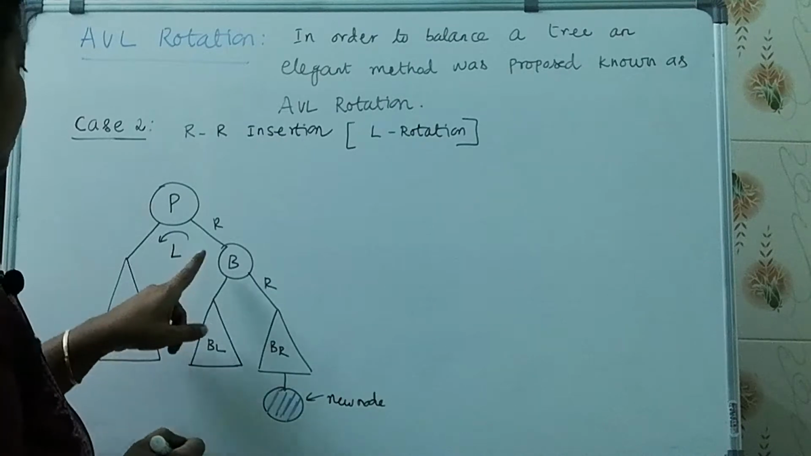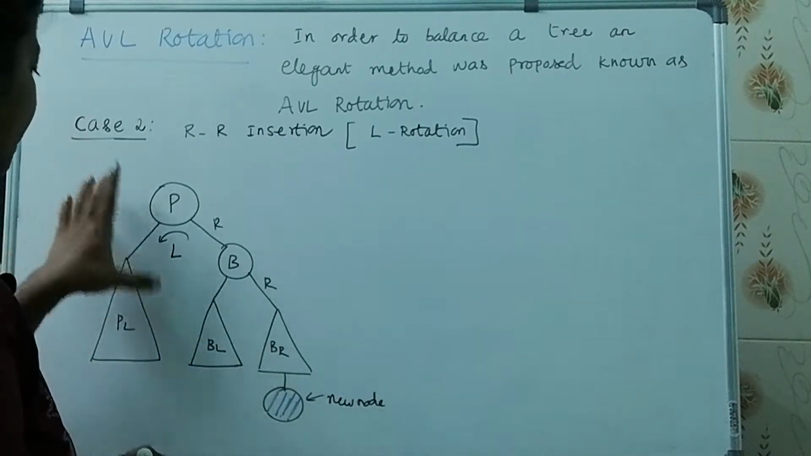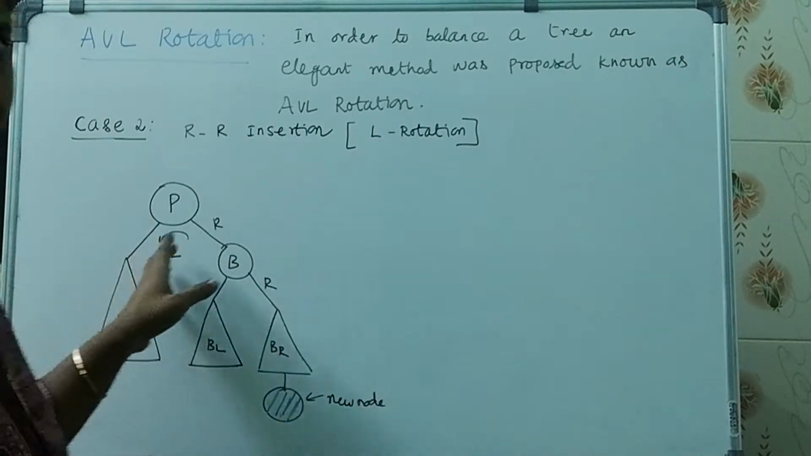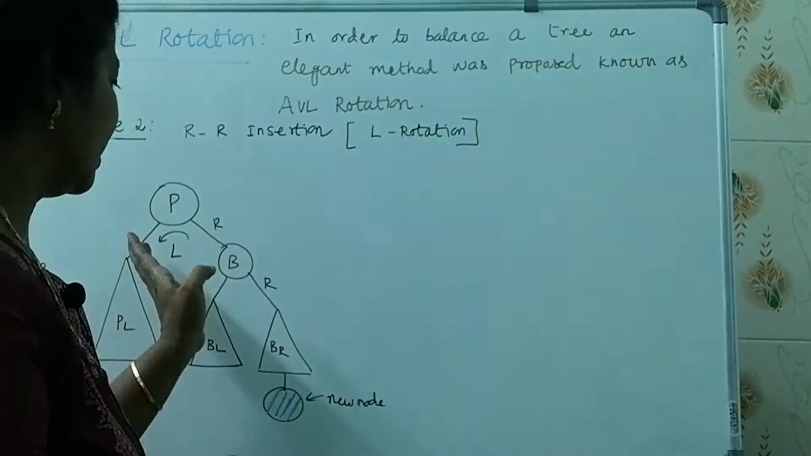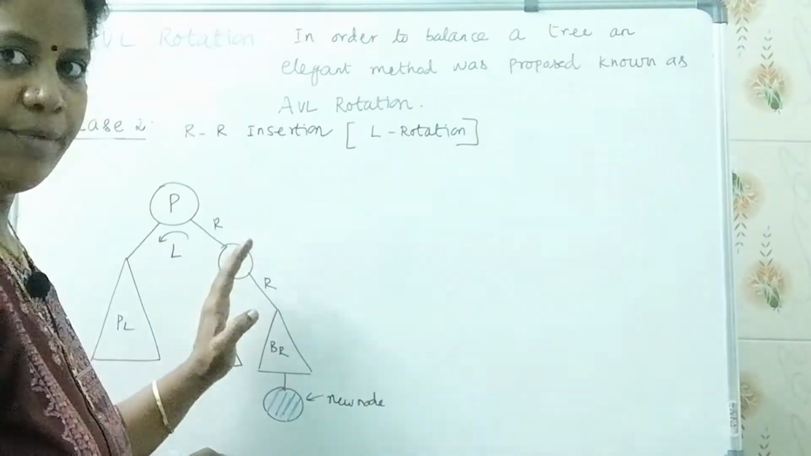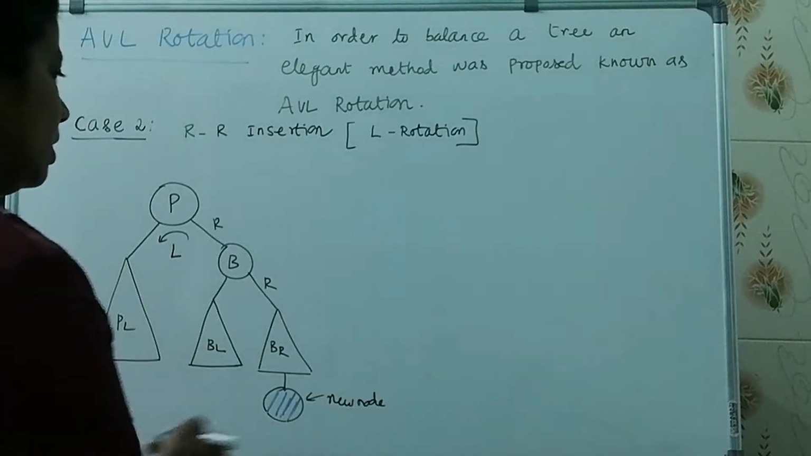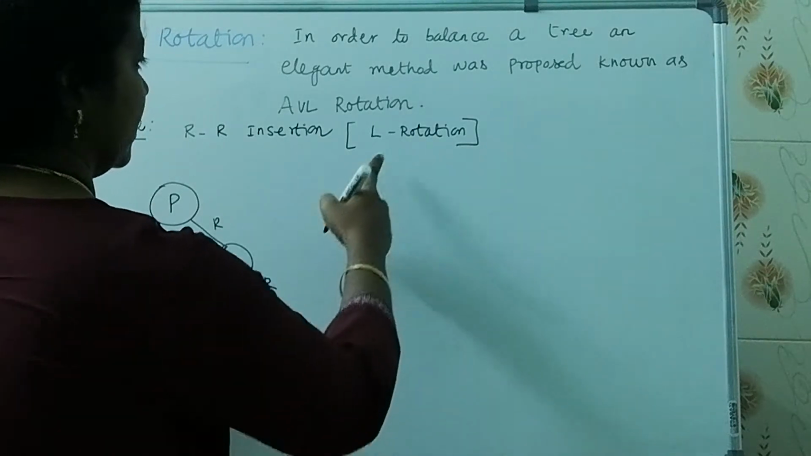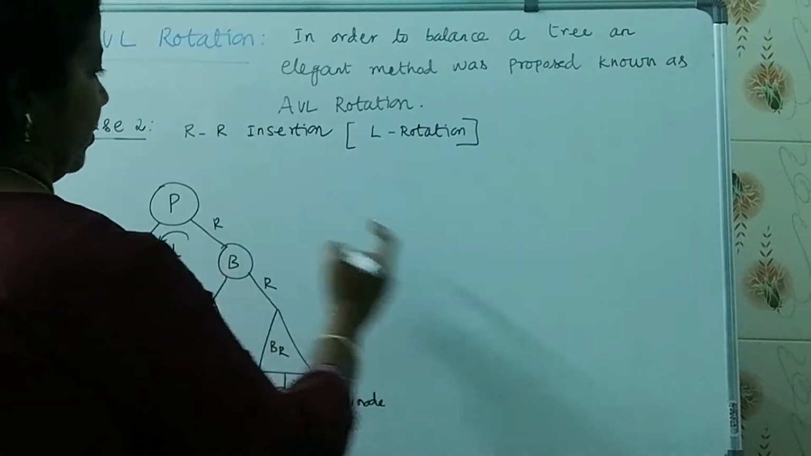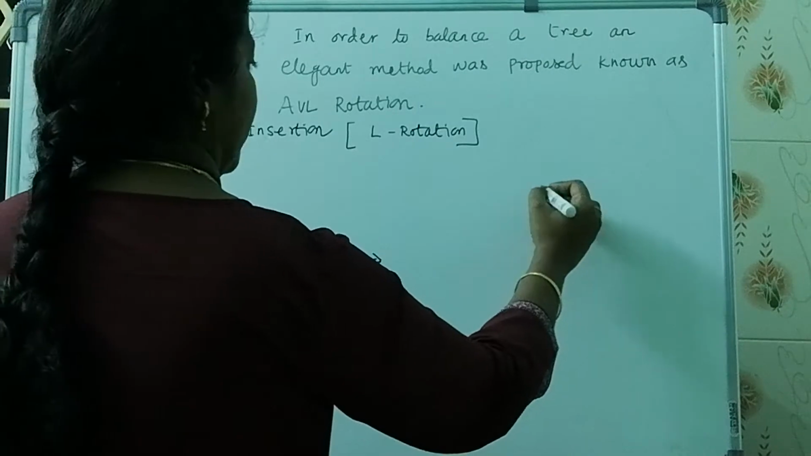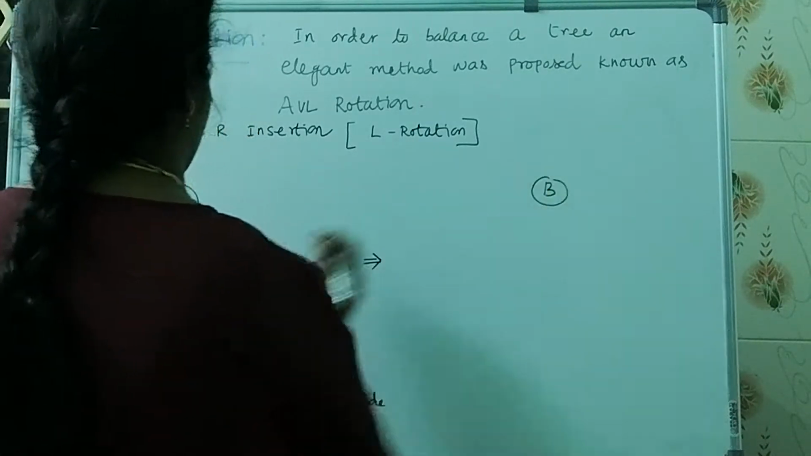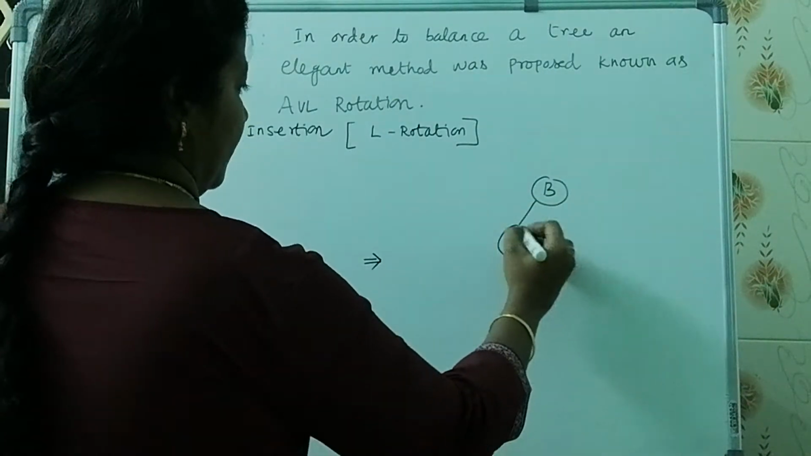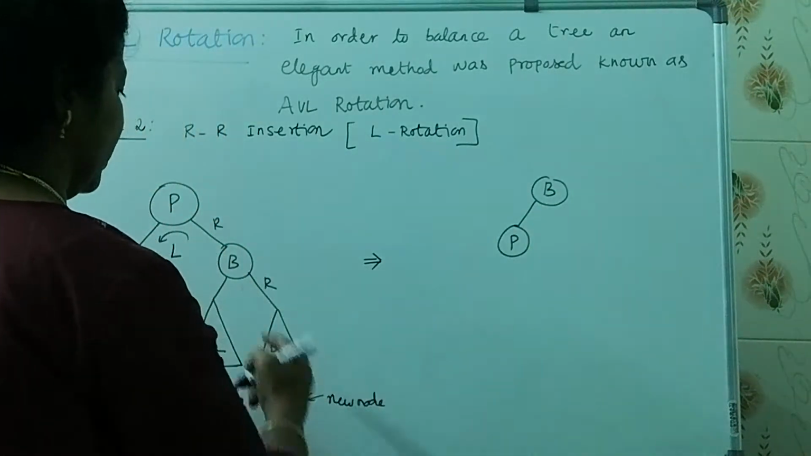So in order to make this tree balance, we have to rotate in the left direction. In case 1, we have rotated in the right direction. Now we have to rotate in the left direction. Now you see, after applying single, in the sense one time, single left rotation, the tree will become like this. Okay, you rotate this. So B will go at the top, P will come to the left of this.